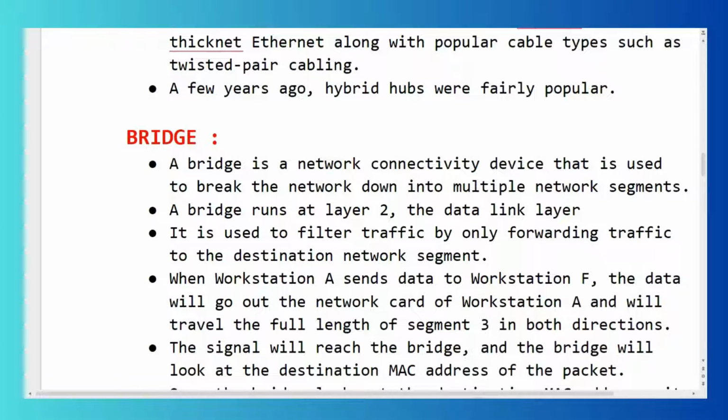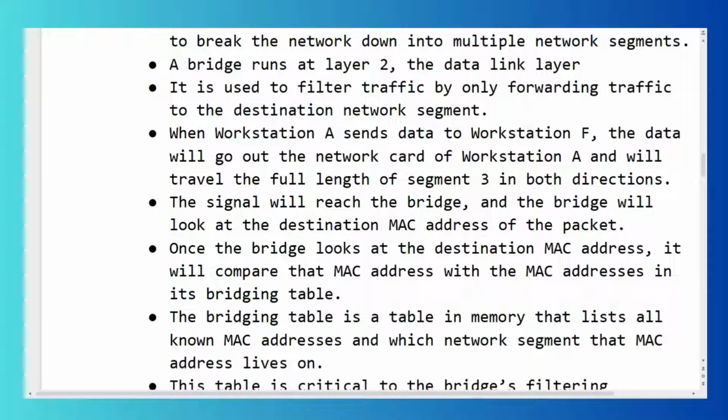A bridge is a network connectivity device that is used to break the network down into multiple network segments. A bridge runs at layer 2, the data link layer. It is used to filter traffic by only forwarding traffic to the destination network segment. When workstation A sends data to workstation F, the data will go out the network card of workstation A and will travel the full length of segment 3 in both directions. The signal will reach the bridge and the bridge will look at the destination MAC address of the packet.